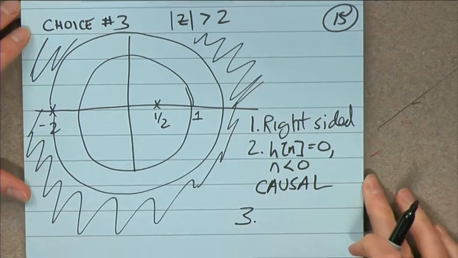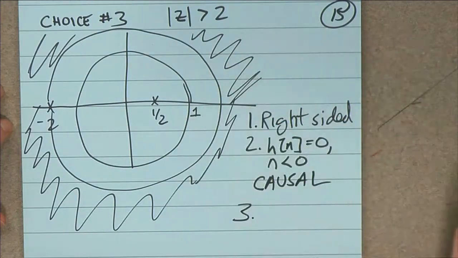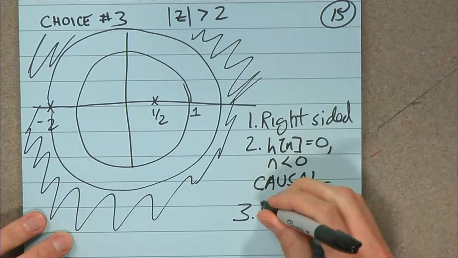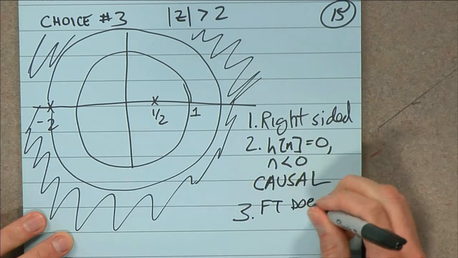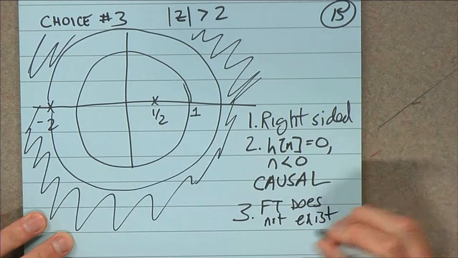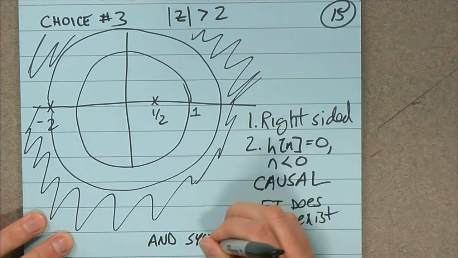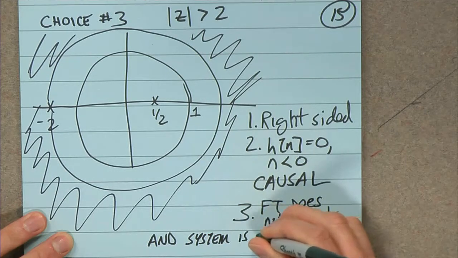And finally, even though it's causal, it turns out that the region of convergence does not contain the unit circle. So we have no frequency response. That does not exist. And the system is unstable.